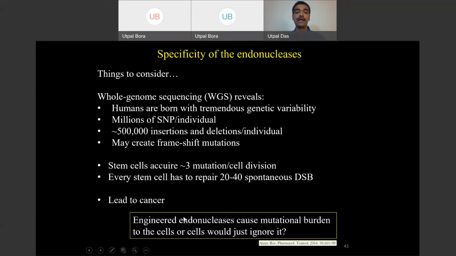But if you look at the single cell level, in every stem cell, on average 3 mutations per cell division are taking place. And they're repairing like 20 to 40 spontaneous double-stranded breaks. So it's a big, astronomical number. Among all those numbers, these 1 or 2 double-stranded breaks created by endonucleases, are they really important? It's still a question to debate, but at least we should be aware of that.